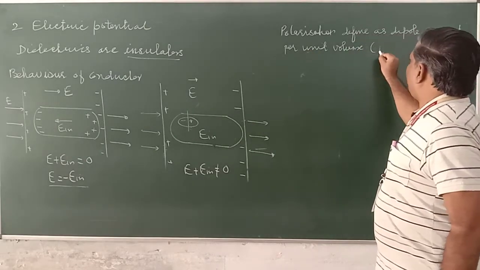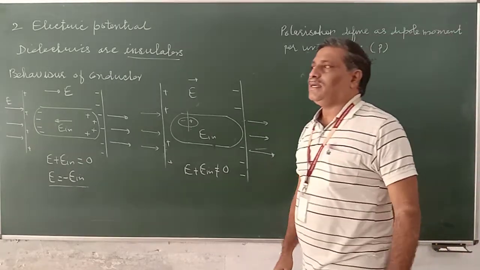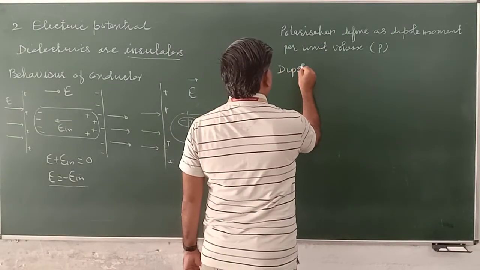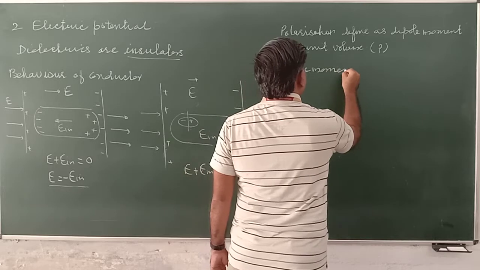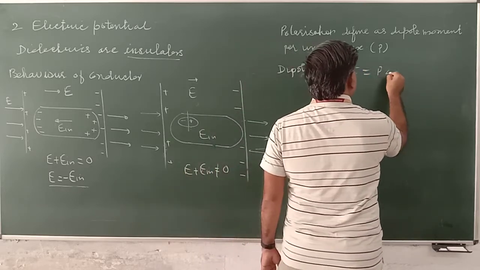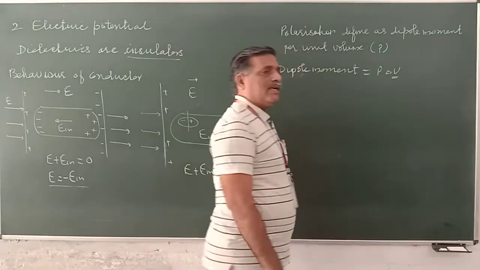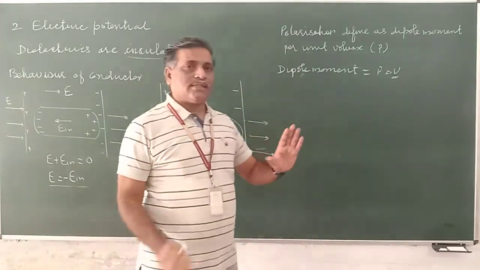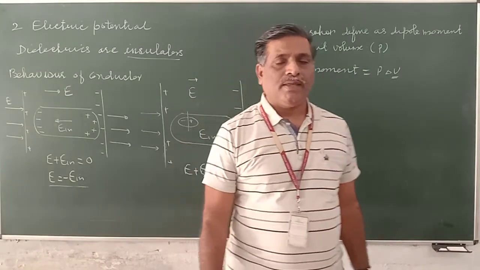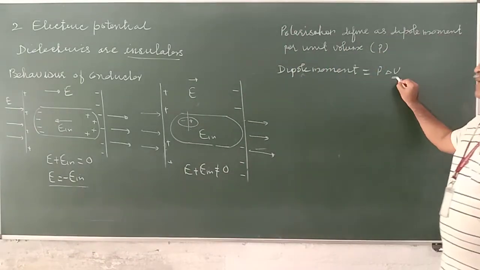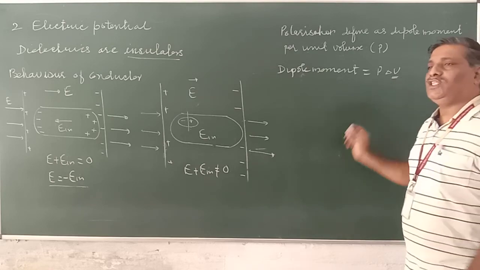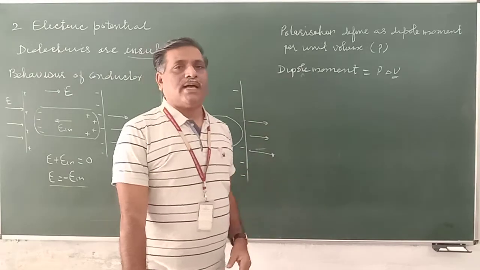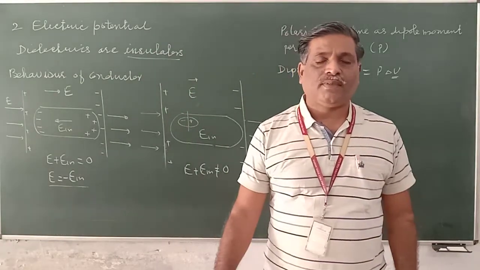P is denoted by P. It indicates that dipole moment is equal to polarization into delta V, where delta V is a small volume. In this small volume, there is a slight separation and a dipole moment, but the net charge on this is 0. Let us see the origin of this.